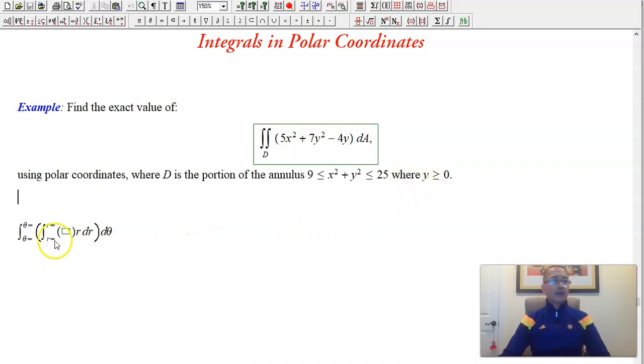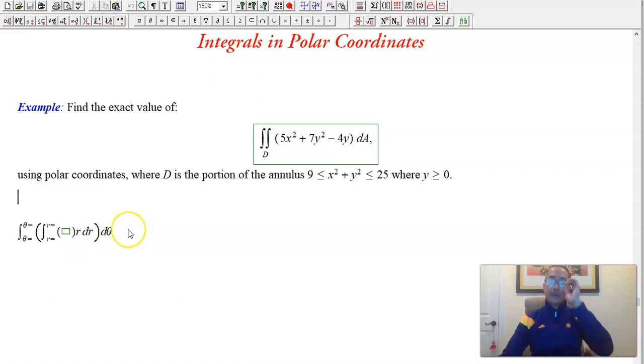Okay, so I hope you don't mind, I have the template over here. It takes a while to enter these symbols. So remember, theta is on the outside, r is on the inside. Don't forget the extra r. Okay, so I always have that here. It's built in, so I don't forget it.